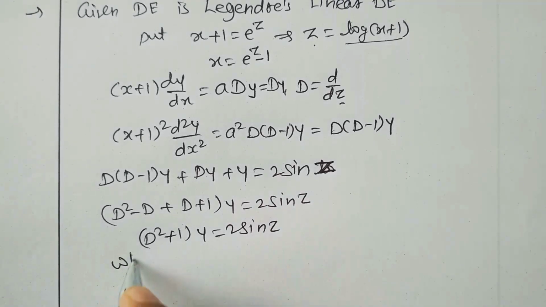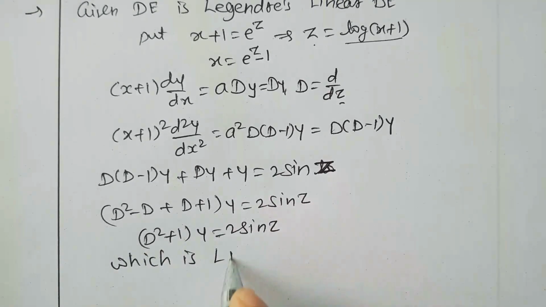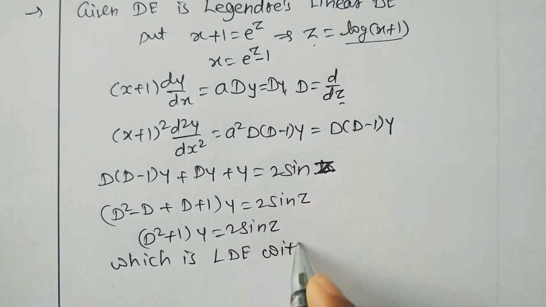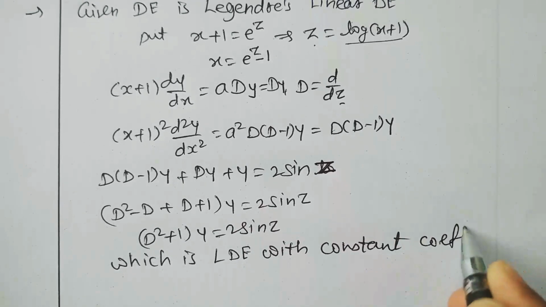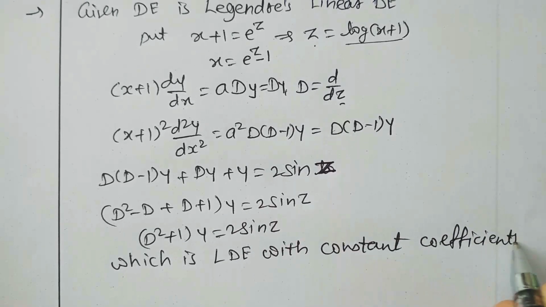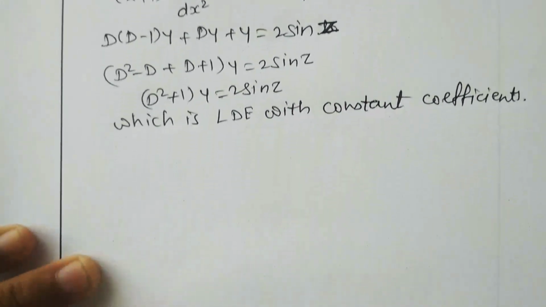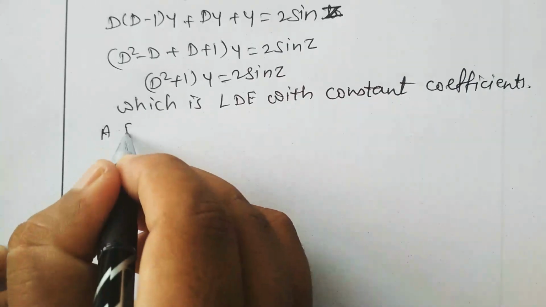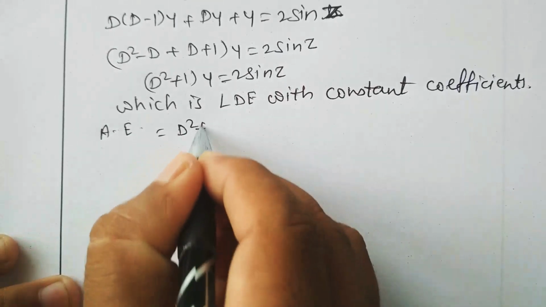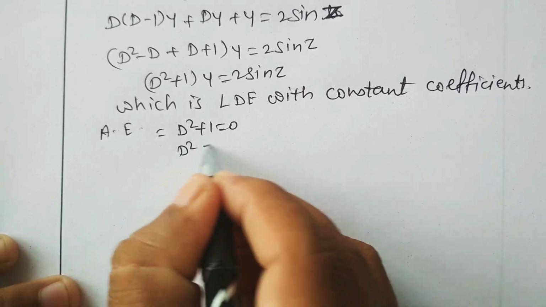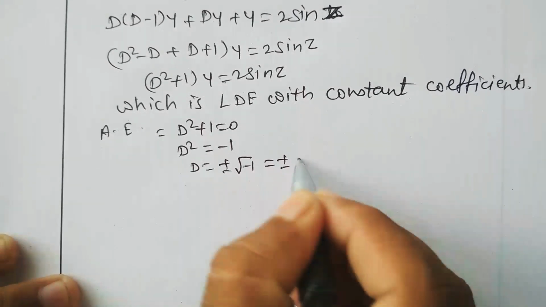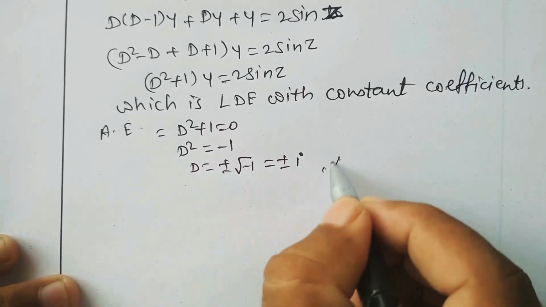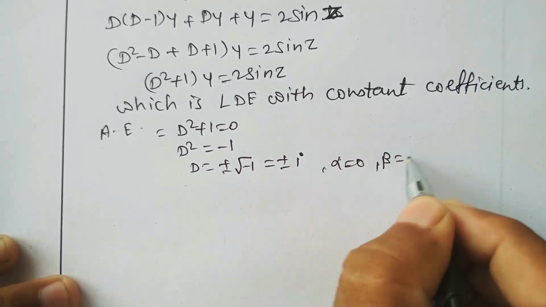Now which is a linear differential equation with constant coefficients. So we can solve this linear differential equation. For that, the auxiliary equation is D²+1 = 0. So this implies D² = -1, so D = ± root of -1, that means ± i. So here alpha is 0 and beta is 1.